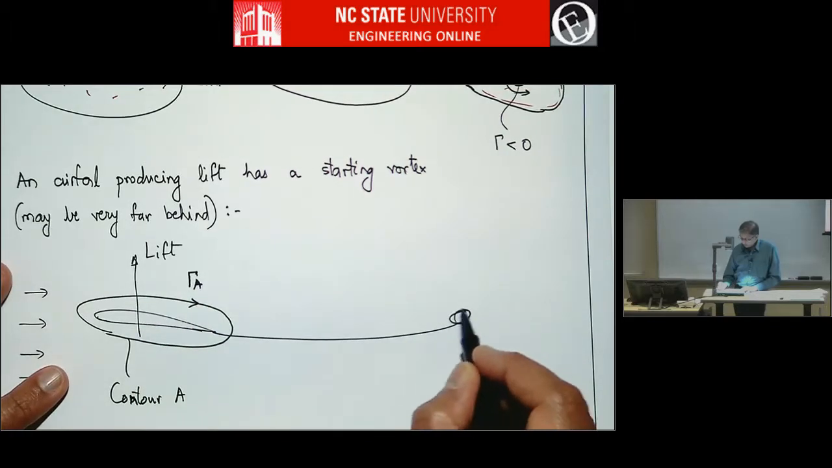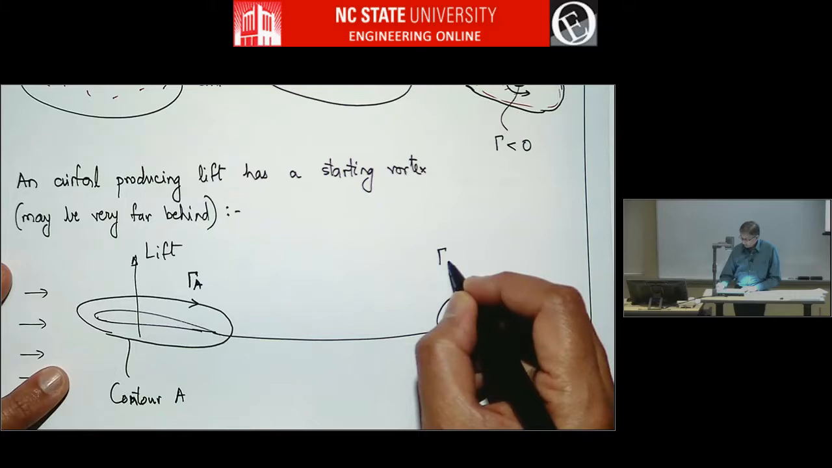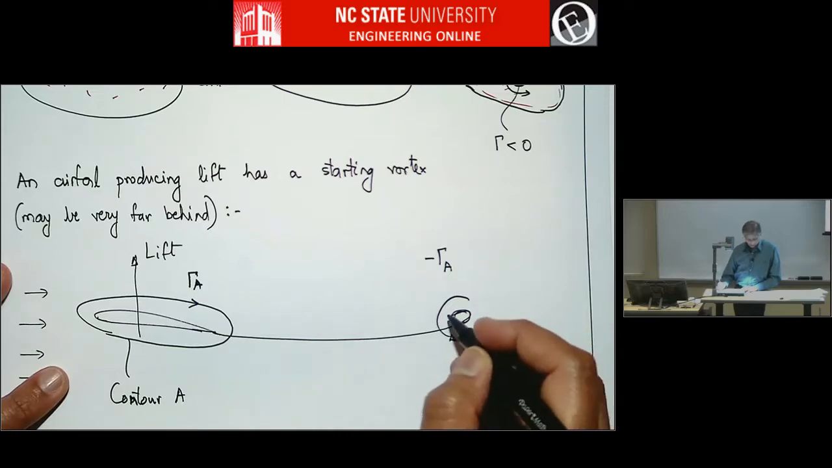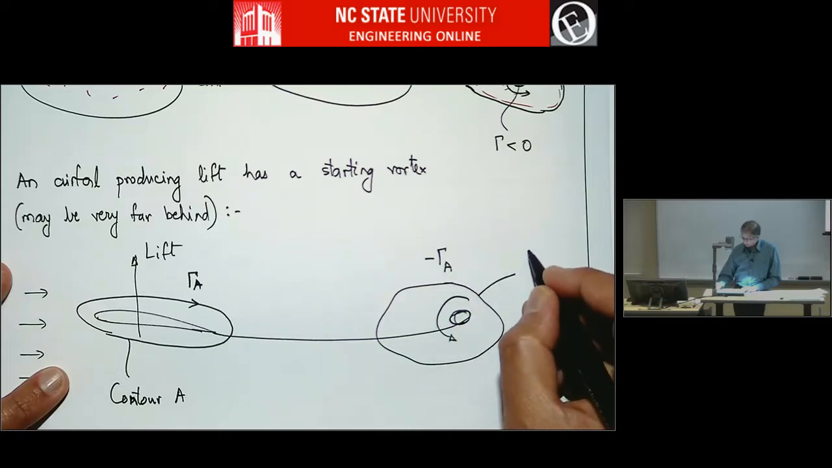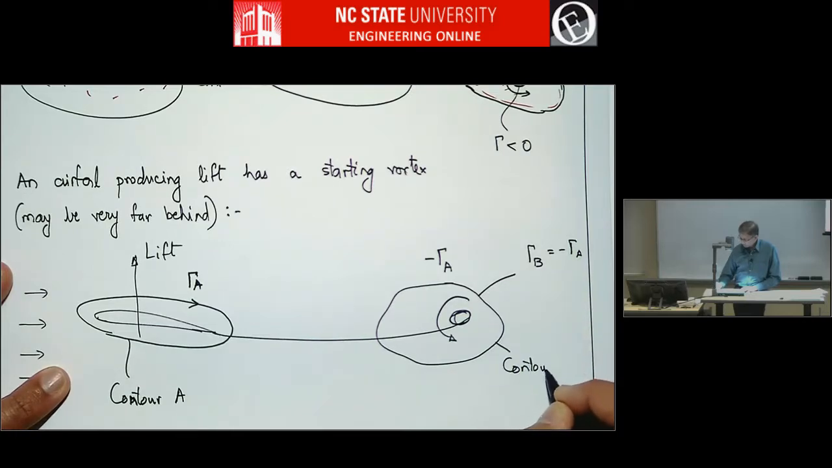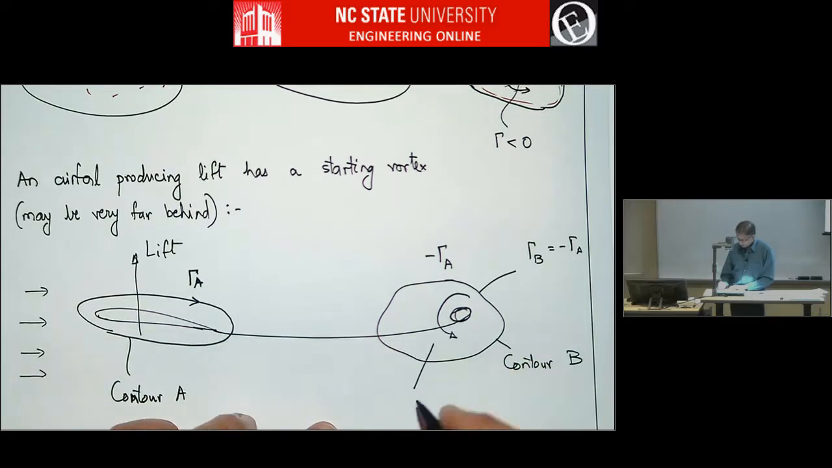And then way behind there will be a starting vortex of strength gamma B, or yeah, this is actually minus gamma A. So if you take a contour like this, that is gamma B. Gamma B is minus gamma A. So this is contour B. And so if you draw a contour that envelopes both of these, gamma A and gamma B will cancel and it will become 0 circulation strength, satisfying Kelvin's condition. So this vortex is called the starting vortex.